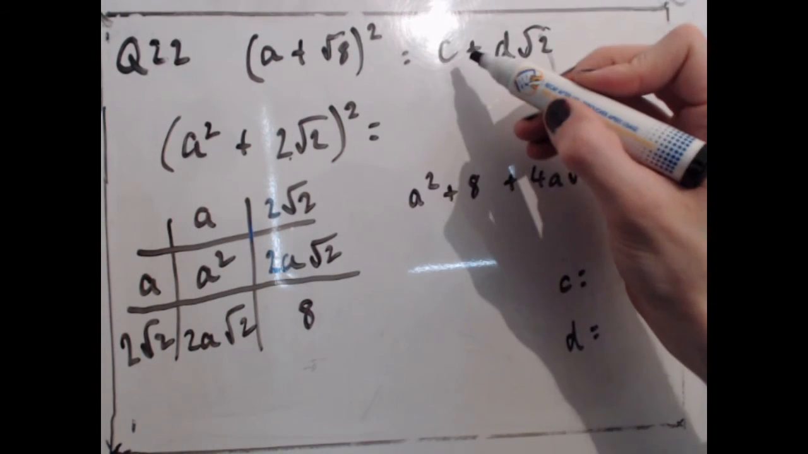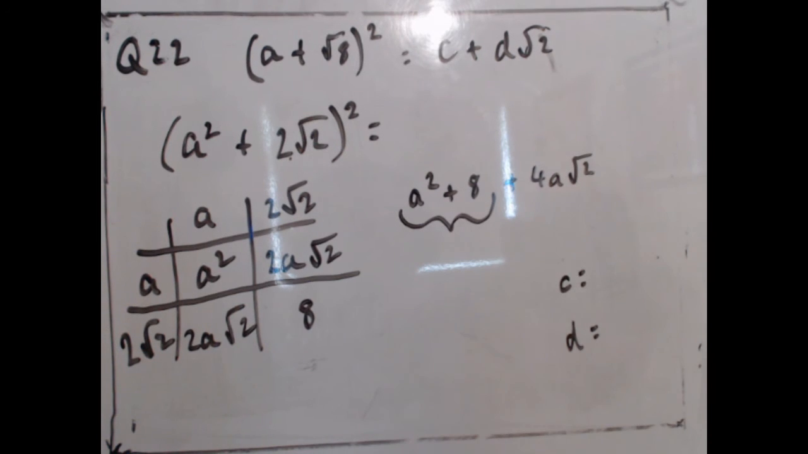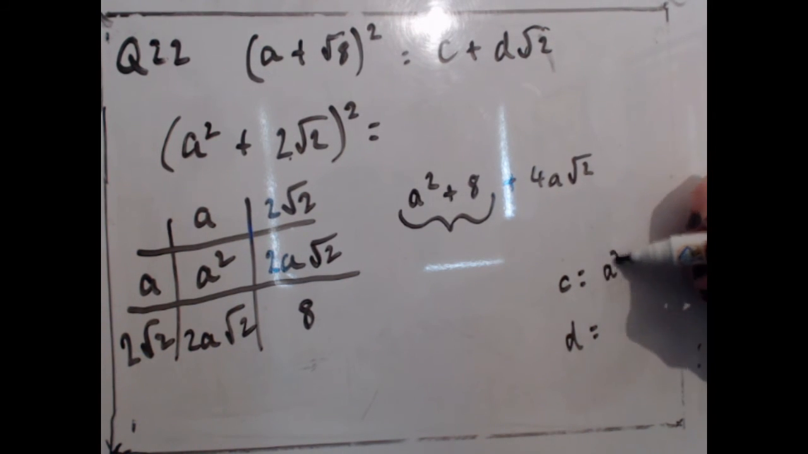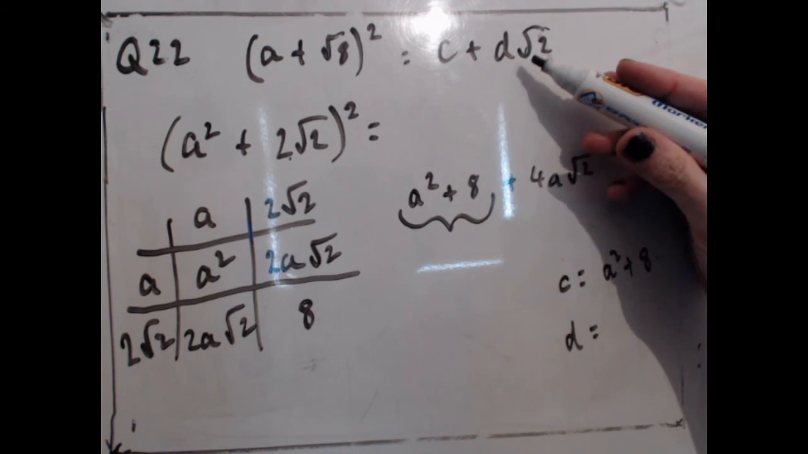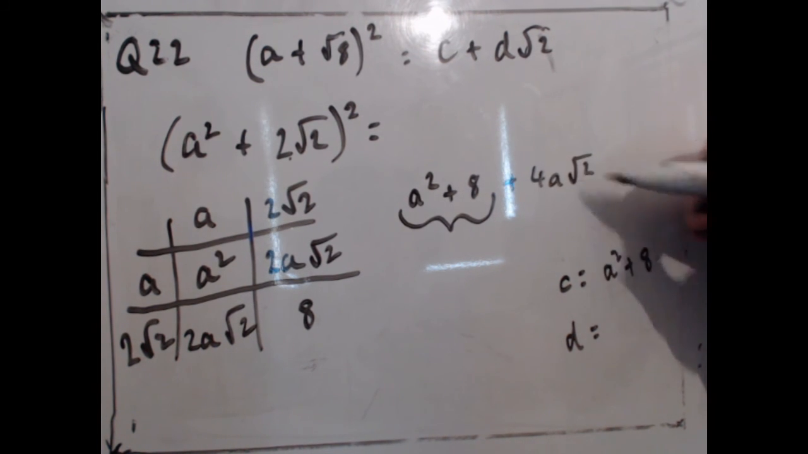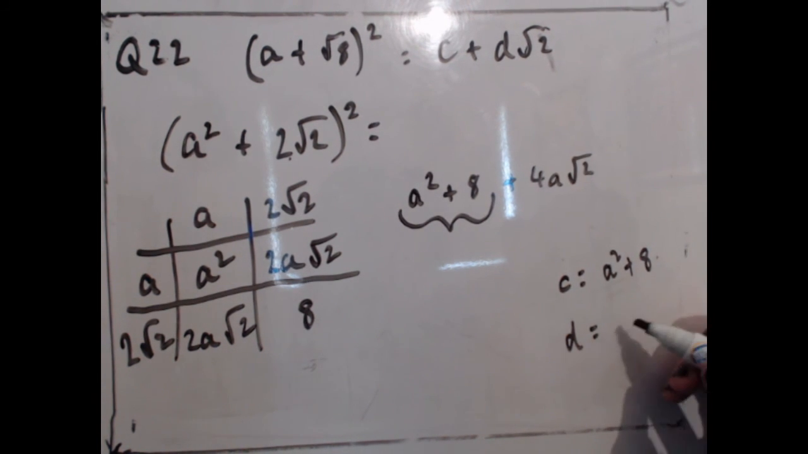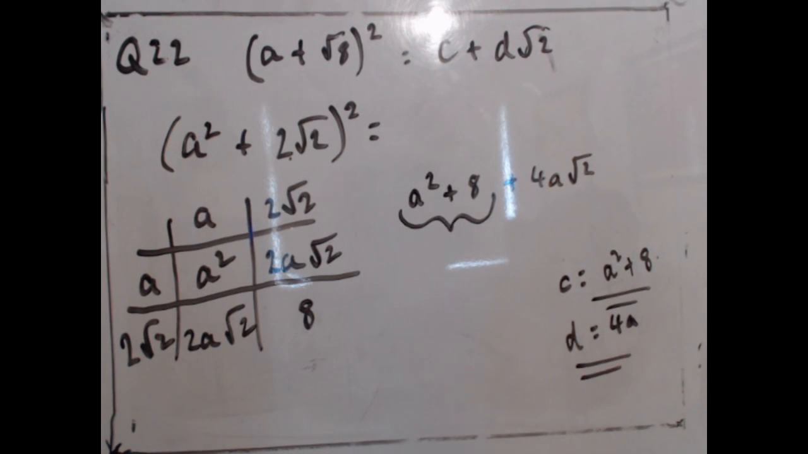C is an integer, and that's made up clearly of a squared plus 8. So the expression to express that C value is a squared plus 8. And then the D component of this root 2, well, that is 4 lots of a. That's the coefficient, or the number of root 2's that we've got. So D can be expressed as 4a. And that is that.